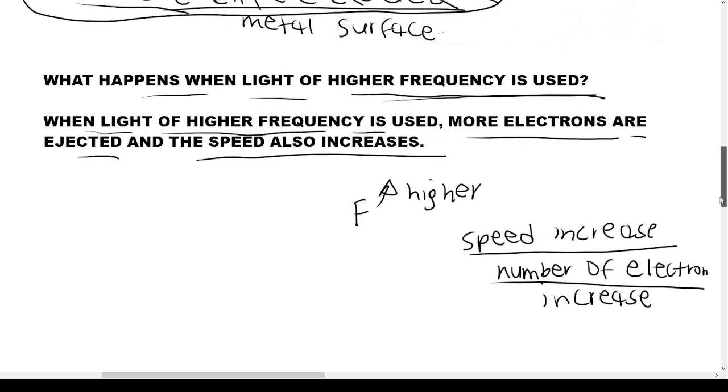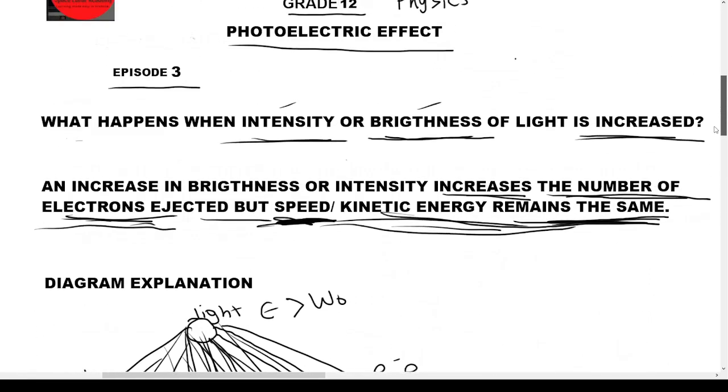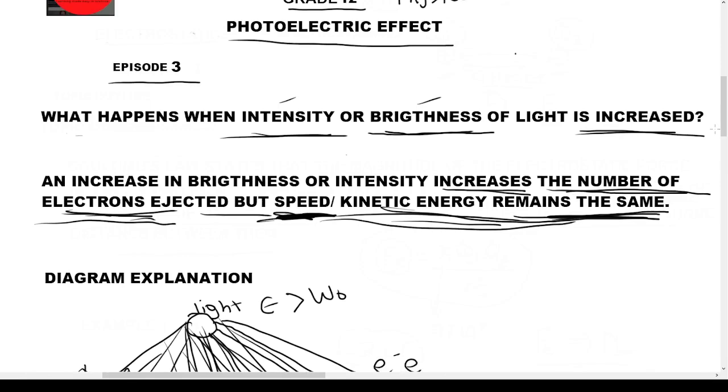The same goes for brightness. If brightness is lowered or if intensity has been decreased, it means that there will be fewer electrons. Electrons will drop. The number of electrons ejected will drop.